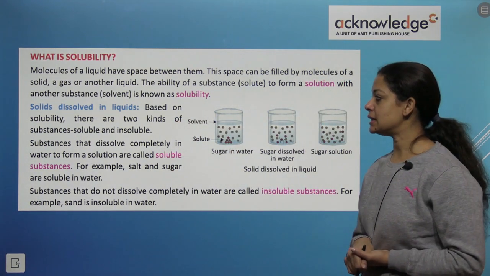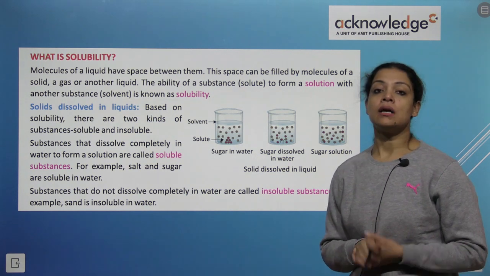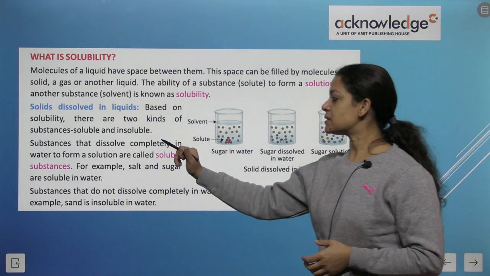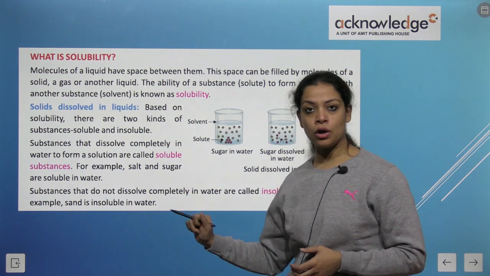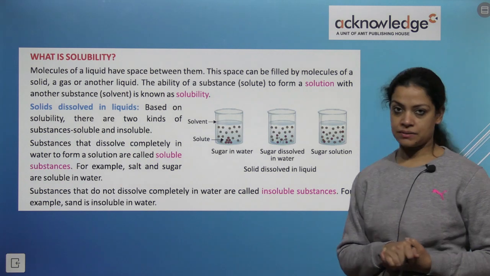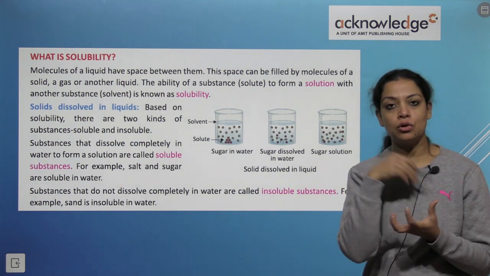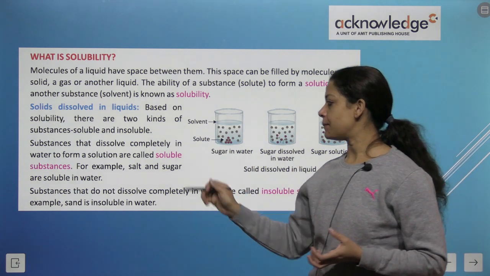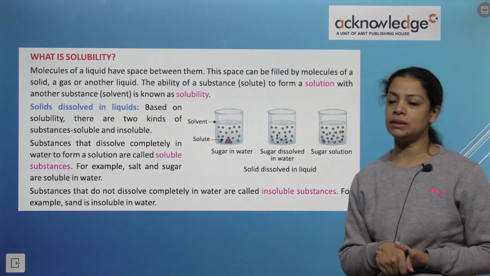Based on solubility, there are two kinds of substance, एक होता है soluble, एक होता है insoluble. Substance that dissolve completely in water to form solution are called soluble substances. जो चीज water में घुल जाए, soluble हो जाए, they are soluble substance. So like example, salt and sugar, they are soluble in water.